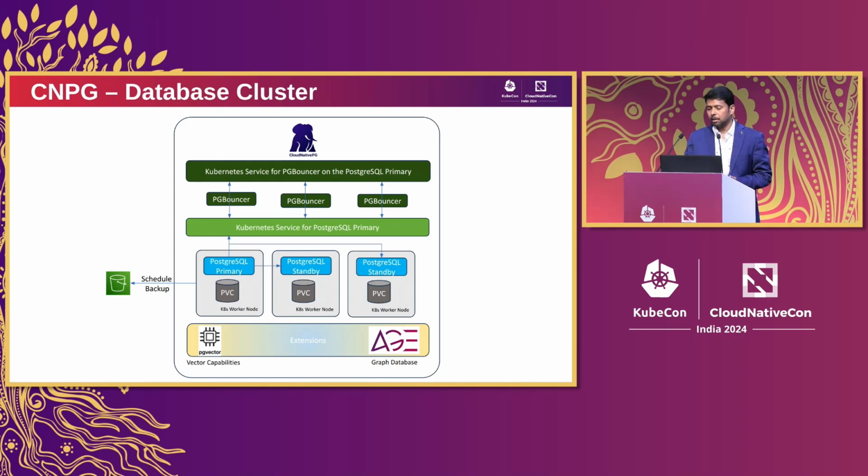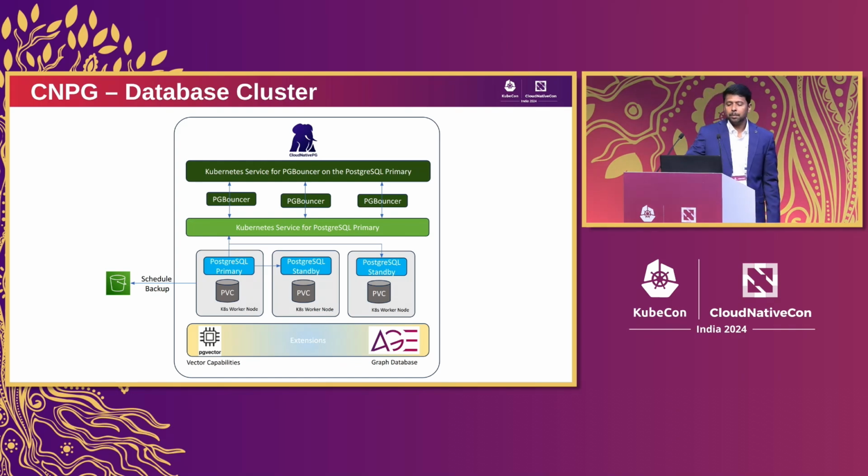As you can see here, it has 3 pods and 3 services. The first pod acts as a primary, and the rest act as standby, so that if the primary goes down, the standby will automatically act as a primary. An automatic backup will happen every week, and then the backup will be stored in S3 buckets.